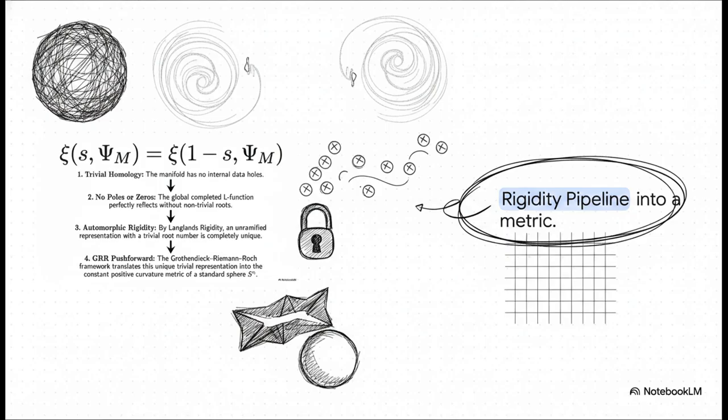An unramified representation with a trivial root number is completely 100% unique. So when this unique representation is pushed forward through the Grothendieck-Riemann-Roch framework, it undergoes a rigid collapse. It literally has no choice but to form the constant positive curvature metric of a standard, perfect sphere.